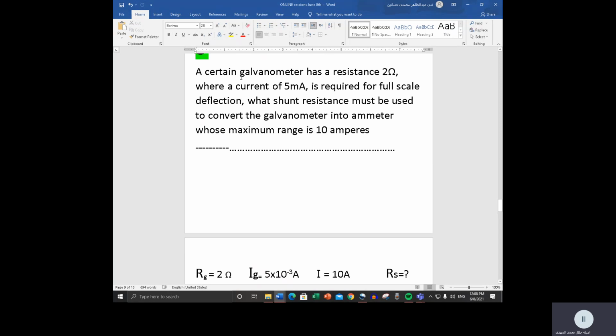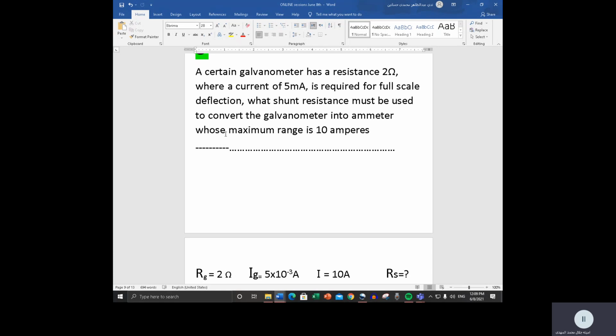Look at this one. He said a certain galvanometer has a resistance 2 ohm where a current of 5 milliampere is required for full-scale deflection. What shunt resistance must be used to convert the galvanometer into a meter whose maximum range is 10 ampere? So what do I have here? I have a galvanometer, and the galvanometer, as we know, has a small resistance, 2 ohm, where a current of 5 milliampere is required for full-scale deflection. What does full-scale deflection mean? It means that this is the maximum current passing.